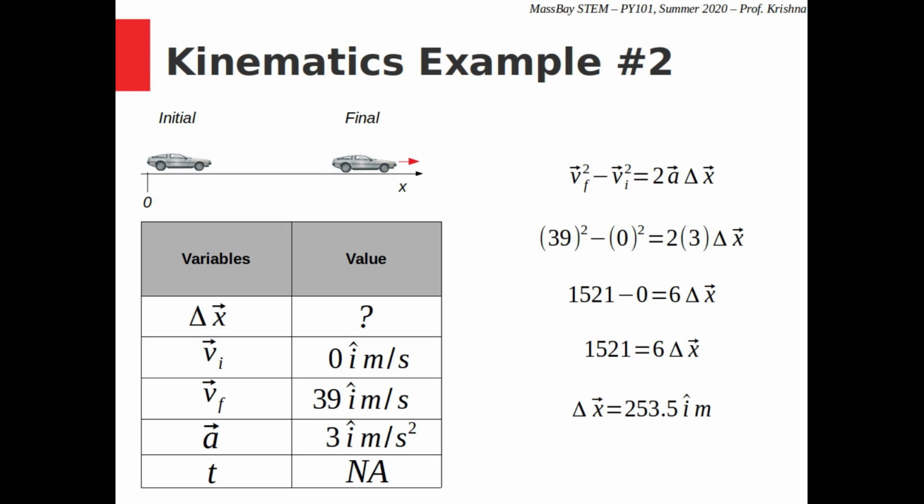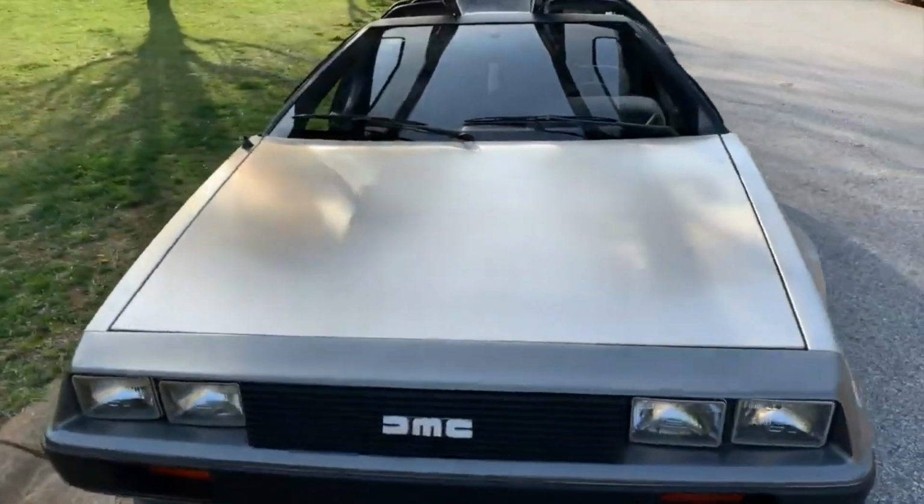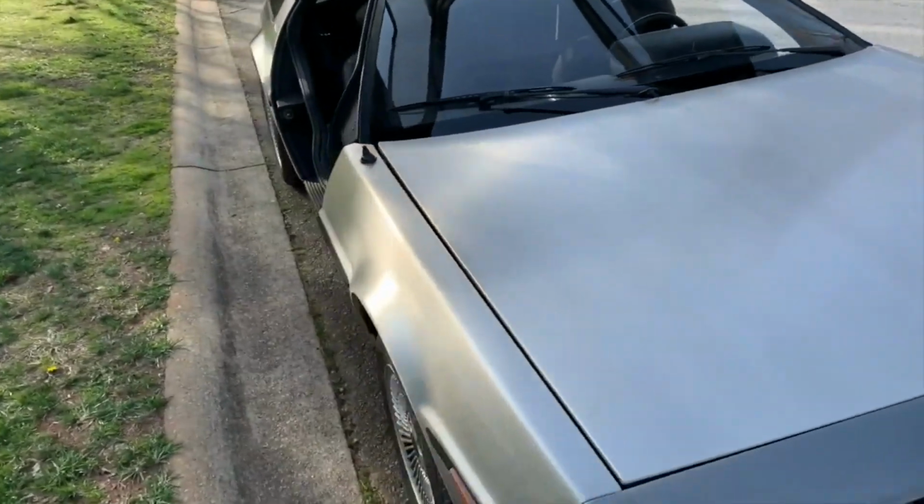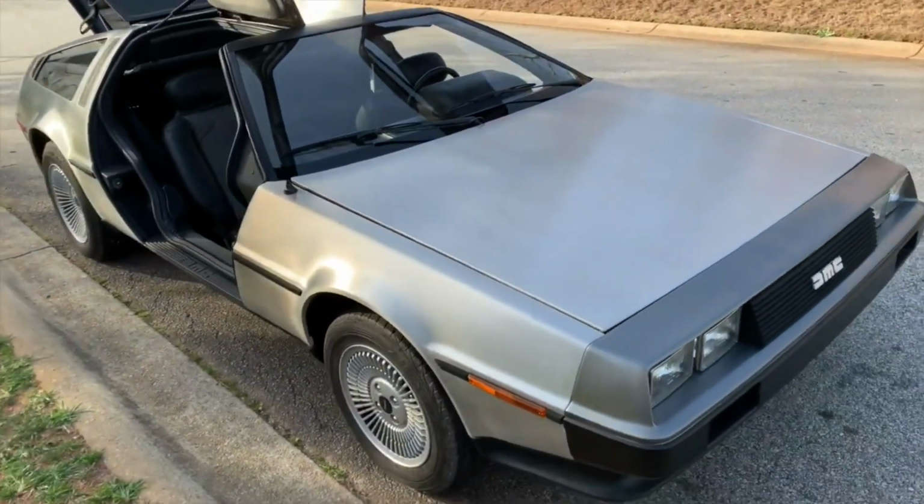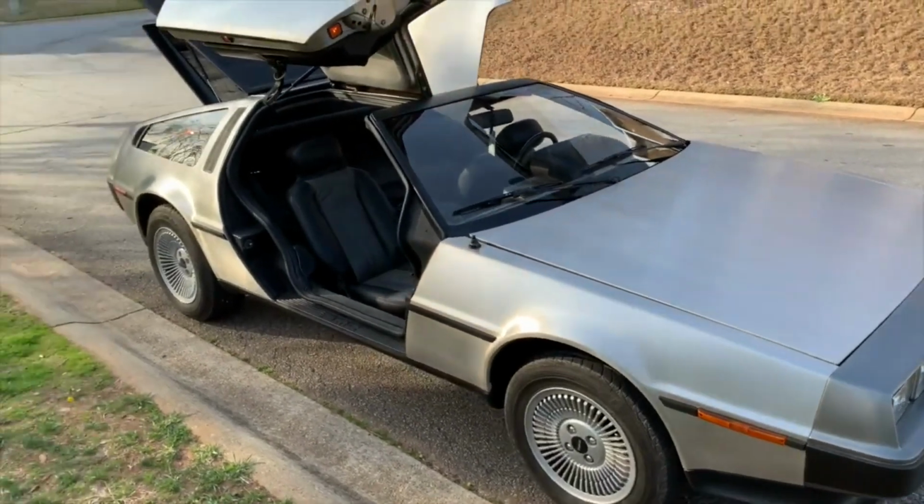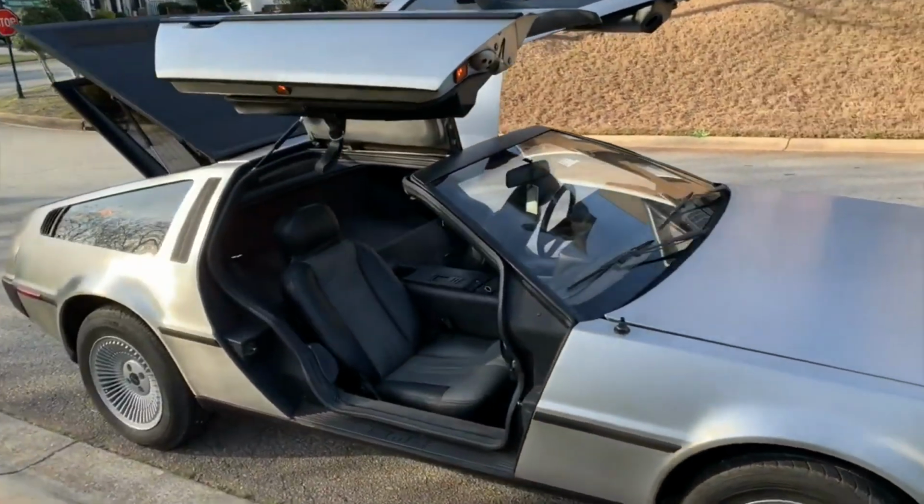Simplifying and dividing both sides by 6, we get a displacement of 253.5 i-hat meters. That's the displacement that the car experienced between the two photos. We have now solved 2 kinematics puzzles. I should perhaps point out that 39 meters per second is 88 miles an hour, and the car we've been following is indeed a DeLorean.